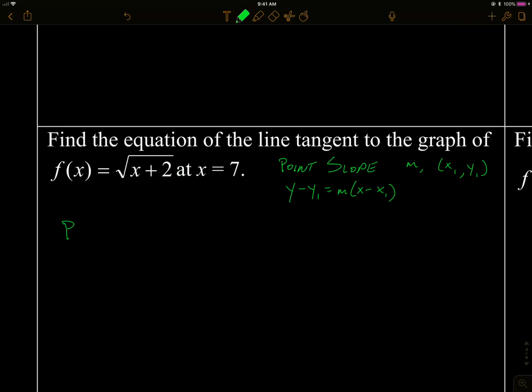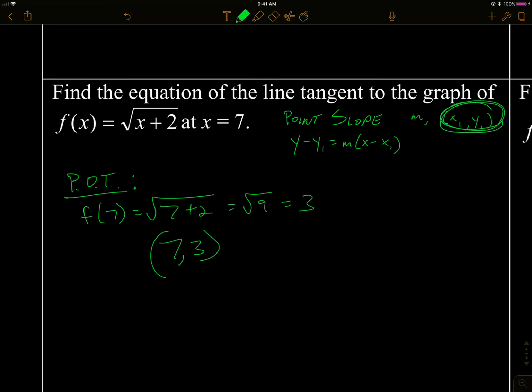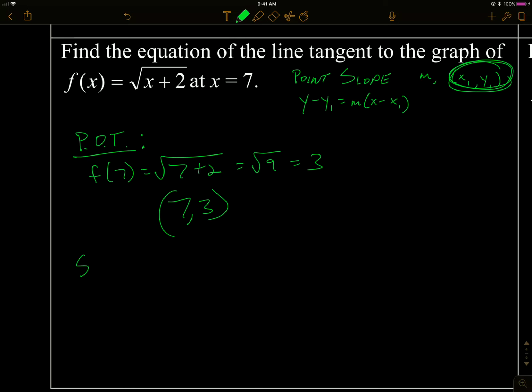So we're going to first find the point of tangency. I'm going to abbreviate in here, but you really can't on a quiz. You got to write out point of tangency if you're trying to do that. That's when I plug the x value 7 into the function. So the point of tangency is 7, 3. So that's this thing here, right? I have my point. Now I want to find the slope of the tangent line.